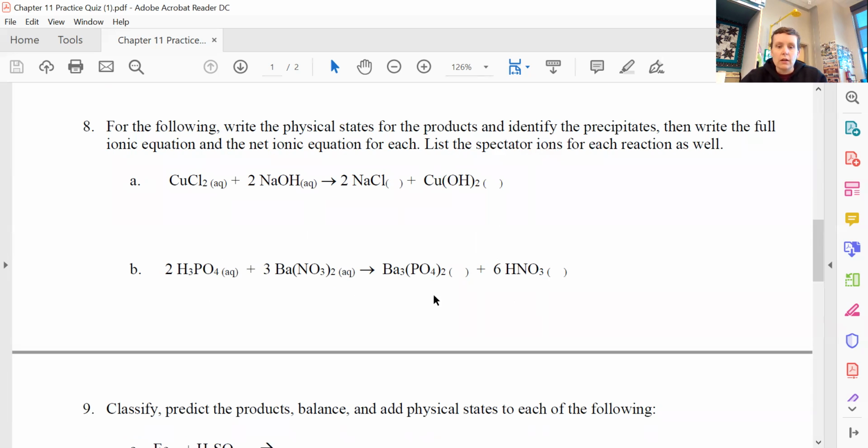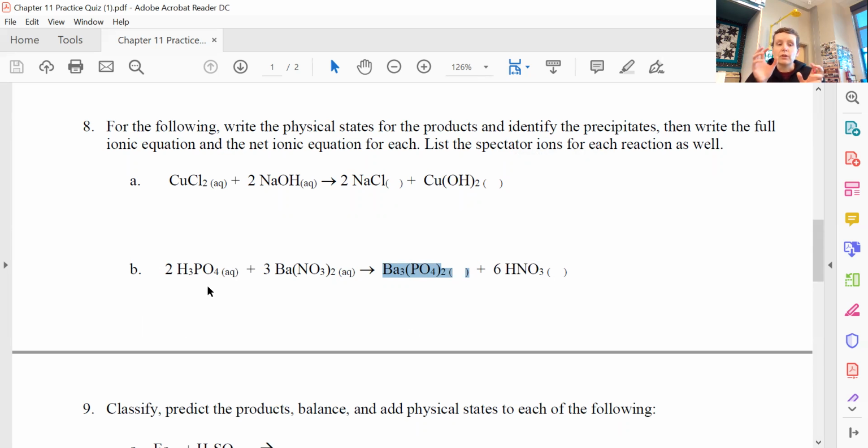For this one, when we're looking for our aqueous product, okay, nitrates are aqueous, acids are aqueous. So this is aqueous. This one becomes our solid. So the net ionic equation, when you get to that net ionic equation, you're going to have 3 barium ions, so 3 Ba2+ ions, aqueous, plus 2 PO4 3- ions, aqueous, so 2 phosphates, create this substance solid, okay?